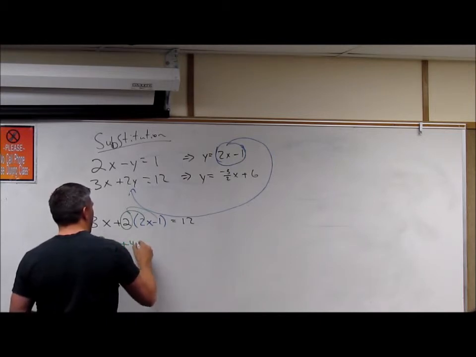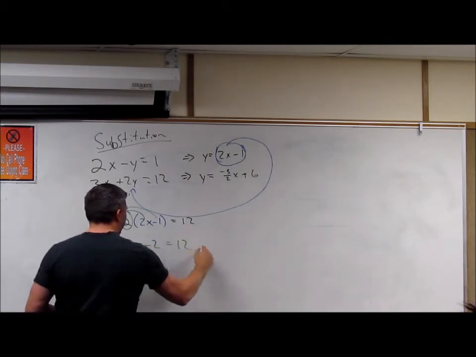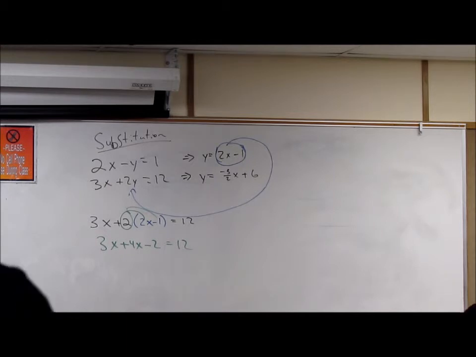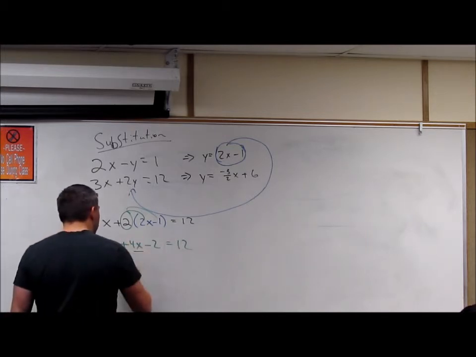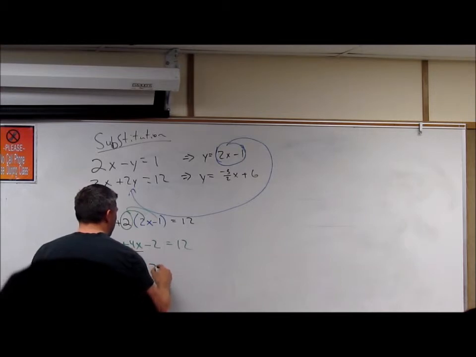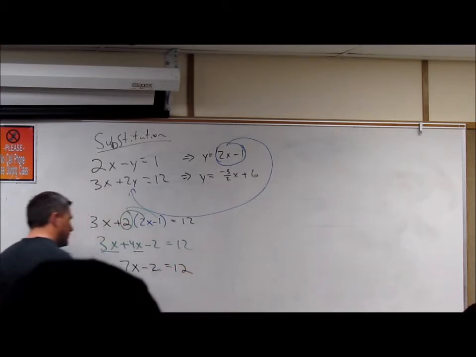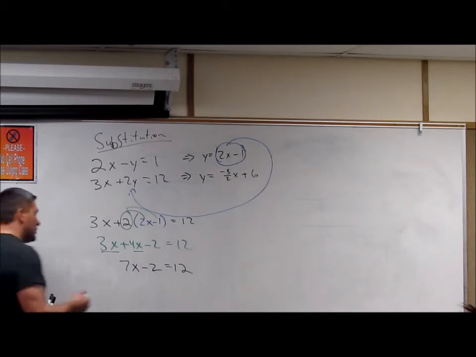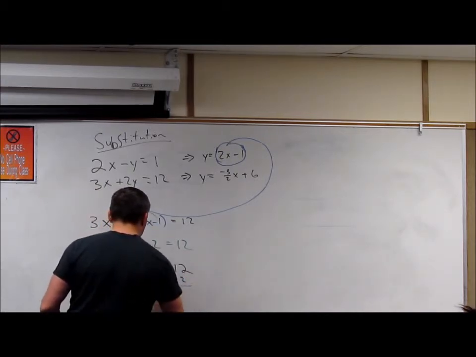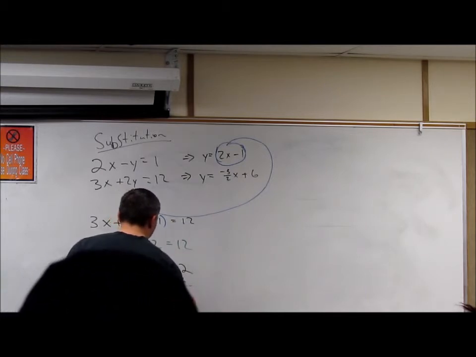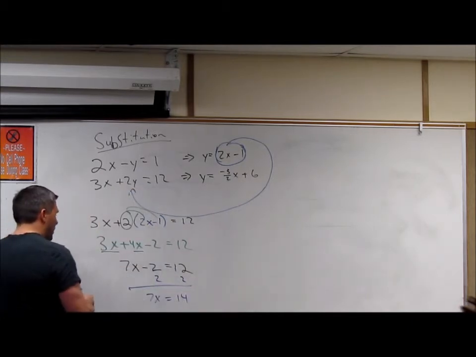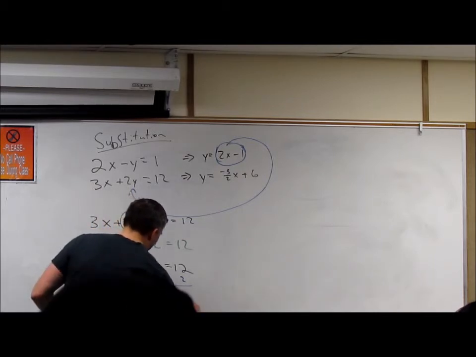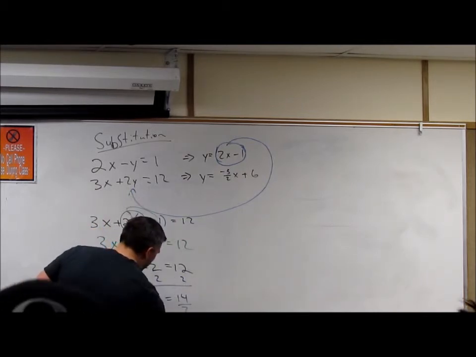3x plus 4x minus 2 equals 12. So then, I collect my like terms, and I get 7x minus 2 equals 12. Then I solve for x. Plus 2, plus 2, 7x equals 14. Divide by 7, divide by 7, I get x is equal to 2.